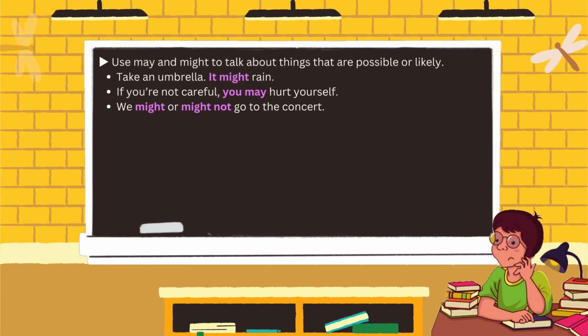Use may and might to talk about things that are possible or likely. Take an umbrella. It might rain. If you're not careful, you may hurt yourself. We might or might not go to the concert.